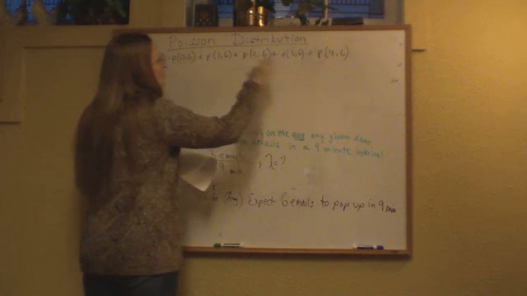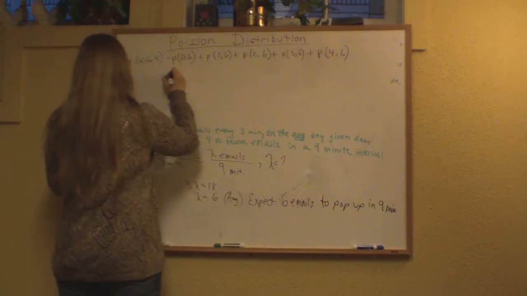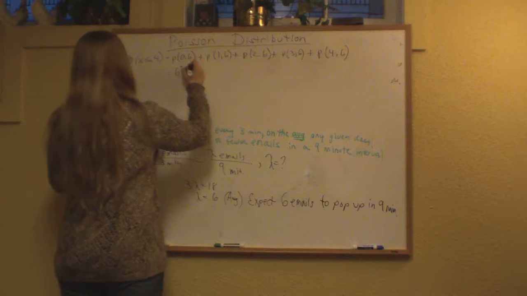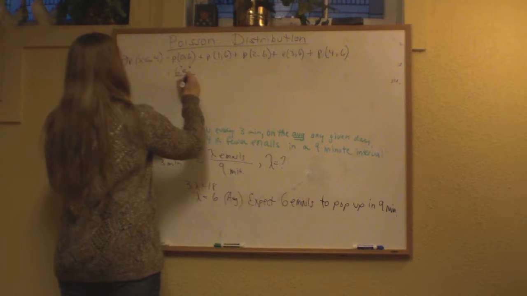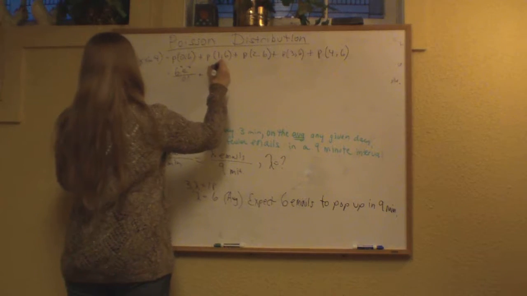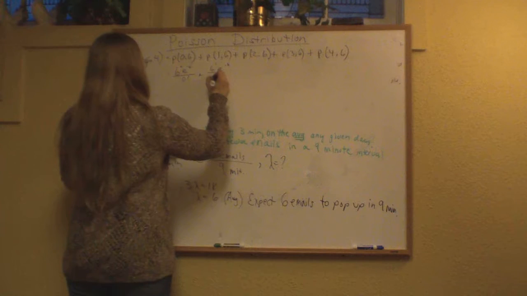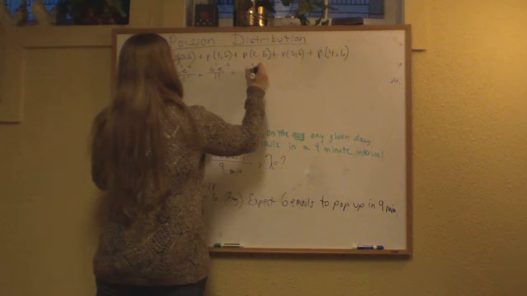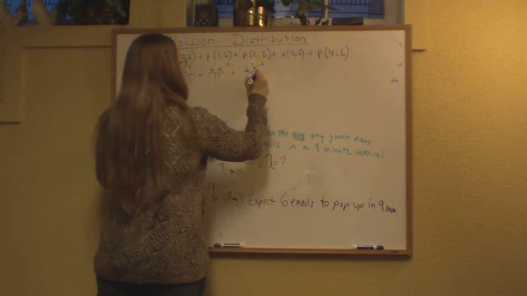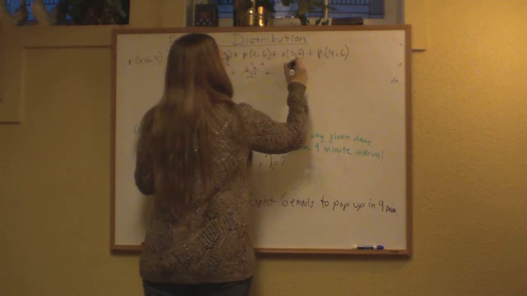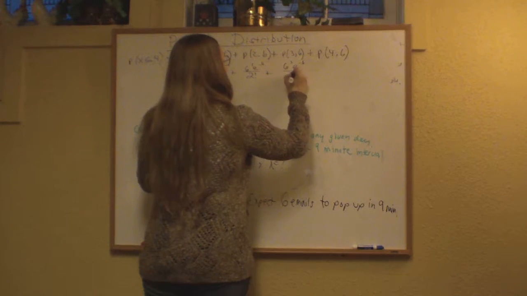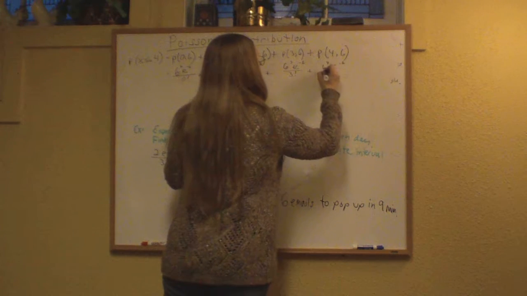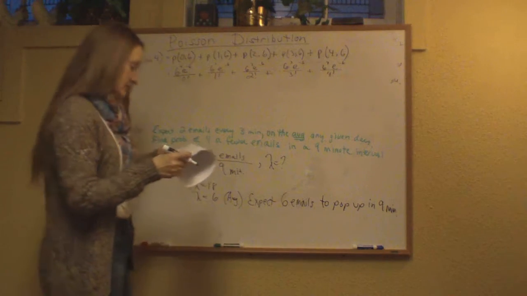Then for each one of these terms, we can substitute and use the formula. So this is equal to 6 to the 0, e to the minus 6, all over 0 factorial, plus 6 to the first, e to the minus 6, all over 1 factorial, plus 6 squared, e to the minus 6, over 2 factorial, plus 6 to the third, e to the minus 6, over 3 factorial, plus 6 to the fourth, e to the minus 6, over 4 factorial.